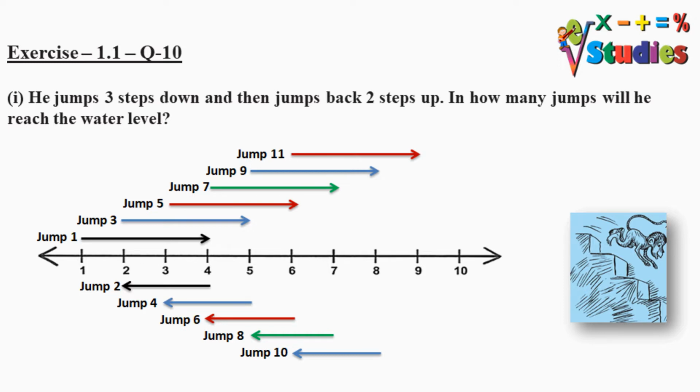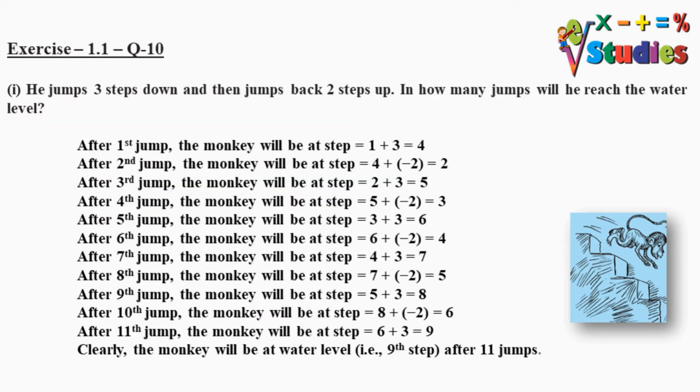Here I have also described where the monkey lands at the end of every jump. So when the monkey jumps down, we need to add 3 steps, and when the monkey jumps back, we need to subtract 2 steps. That is how we have to progress, and at the end of the 11th jump, the monkey will reach step 9.